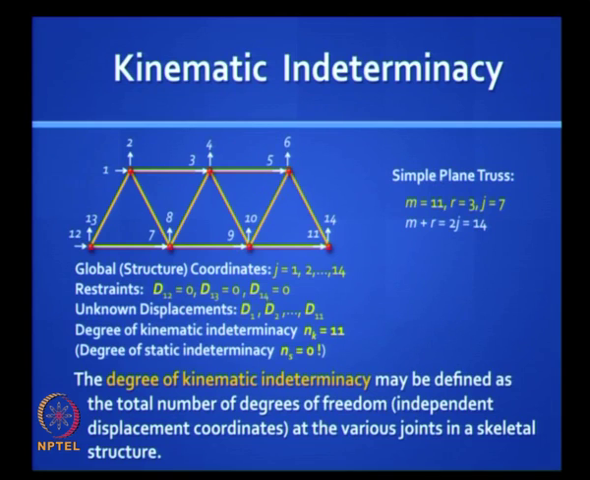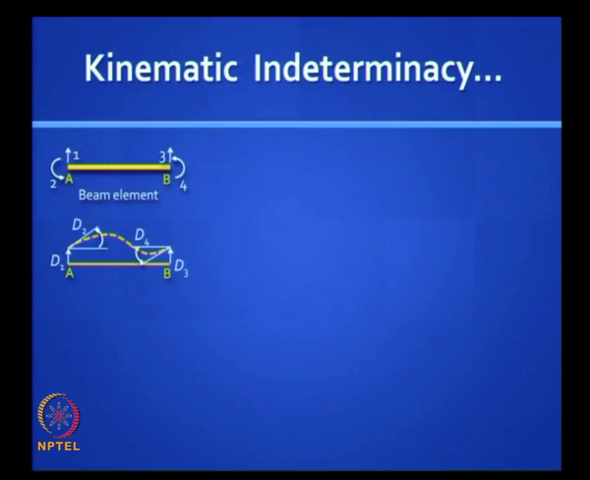It is defined as the total number of degrees of freedom or independent displacement coordinates at the various joints in a skeletal structure. So in other words, we are able to locate this structure in its deformed configuration with reference to its original configuration, and once you know that the joints are located in a certain manner, we can interpolate and get the location of any point on that structure in any bar with reference to those joint locations.